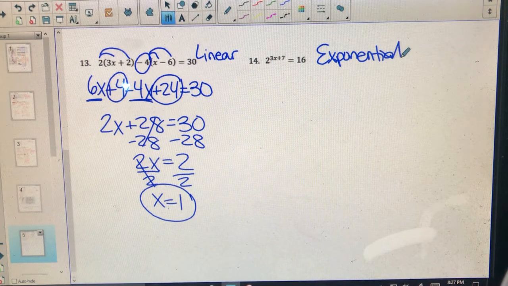Just gotta give my pen a second to catch up with me. Exponential. Okay, now this one, for exponential, guys, we learned two different ways of solving it during class. There's common bases and there's logs. Okay, I'm going to show you common bases real quick, but I know a lot of you prefer logs.